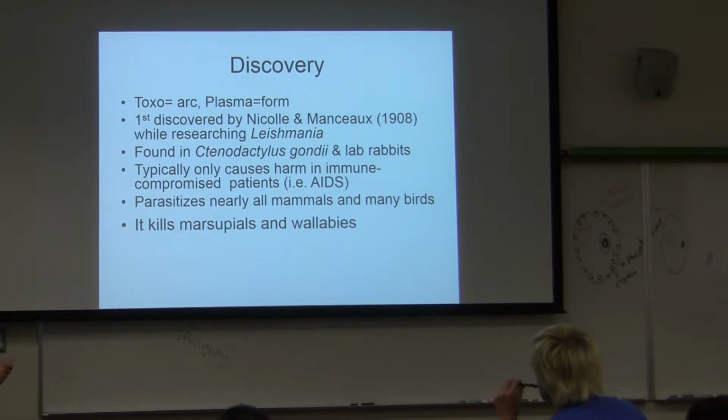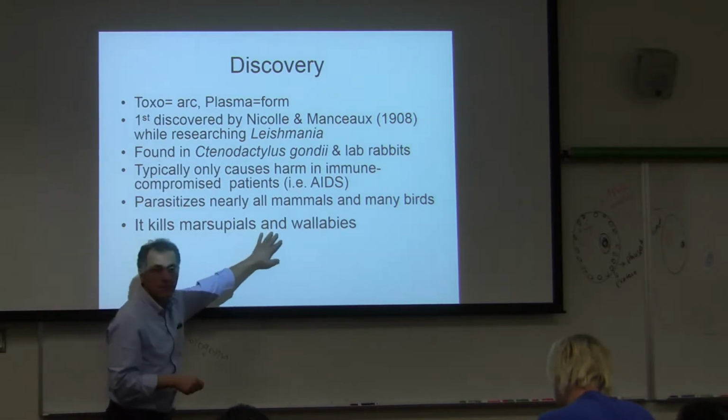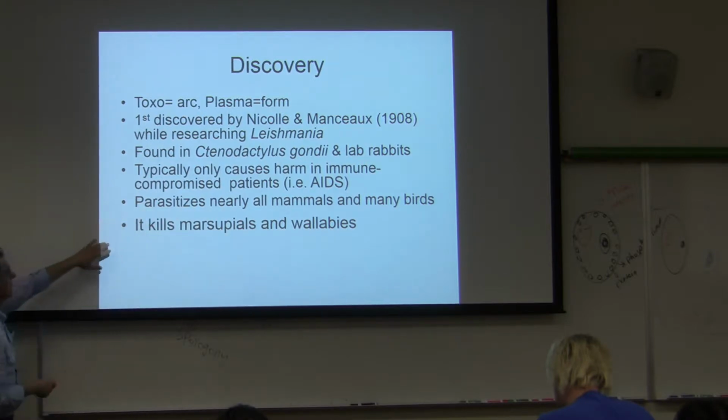Do not worry about this name, Ctenodactylus gondii, in lab rabbits and the rodents they found. But first discovered by these two scientists, French and British, and they called it toxo. It means arc, and I'll show you a picture and say why it is an arc, and plasma, it means form, body. And then it parasitizes nearly all mammals and many birds. That's what happened with Toxoplasma.